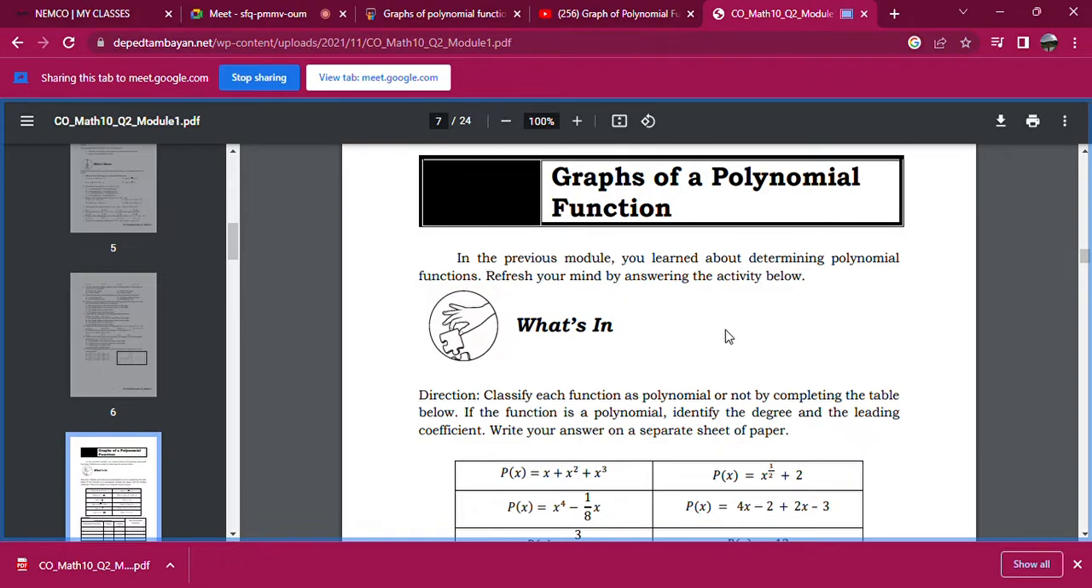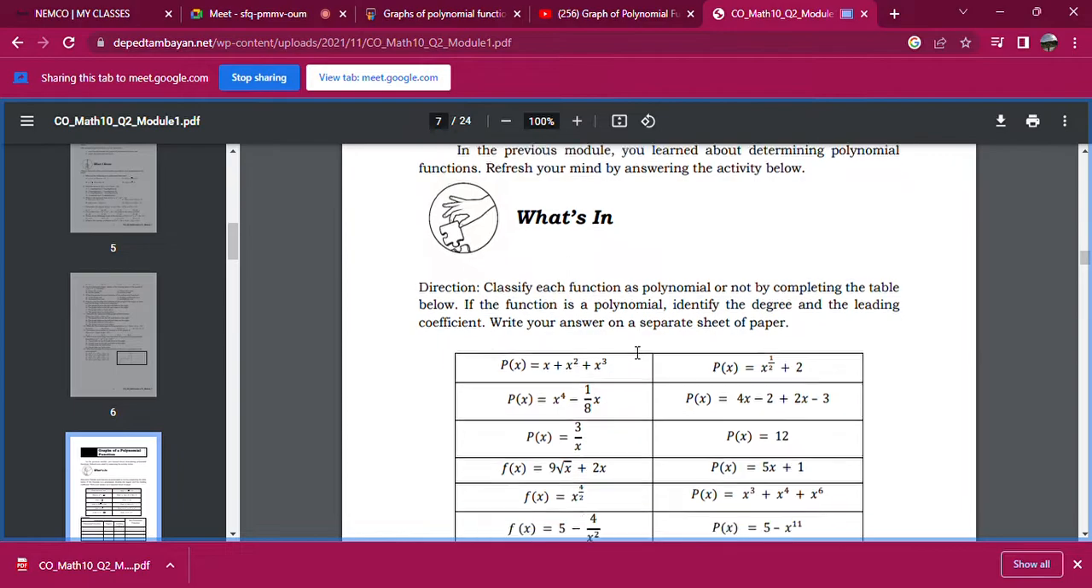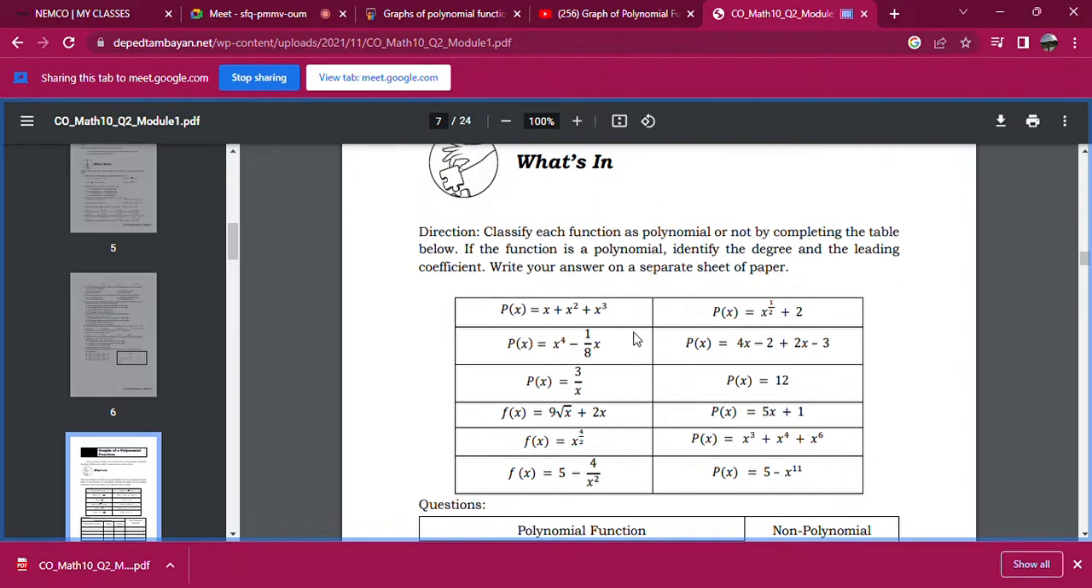Alright, so again for this topic, the graphs of a polynomial function, before we proceed to the discussion on how to graph polynomial functions, we'll first have to identify which function is a polynomial function or not. Right, we have already discussed how we identify if that is a polynomial or not.